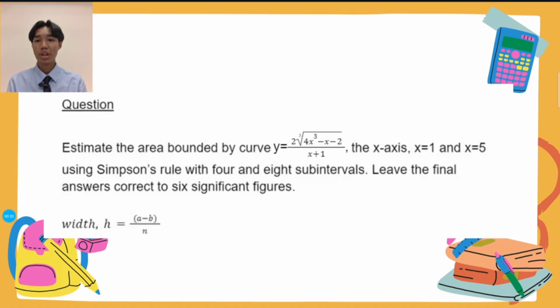Now, let's take a look at the questions. The question asks us to estimate the area bounded by the curve y equals 2 times cube root of 4x cubed minus x minus 2 over x plus 1, where x axis, x equals 1 and x equals 5, using Simpson's rule with 4 and 8 subintervals. Leave the final answer correct to 6 significant figures, where h is equal to b minus a over n.